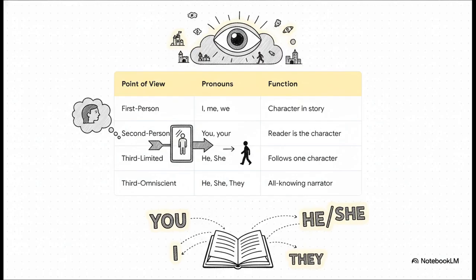Then there's the very strange and rare second person, using you. It basically makes you, the reader, the main character. After that is third person limited, which sticks close to one character, using he or she. And finally, there's the big one, third person omniscient, the narrator who knows and sees all. The key to spotting them? The pronouns. They're like little signposts telling you whose eyes you're looking through.